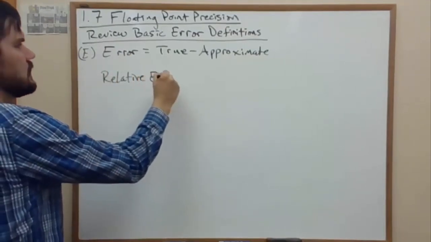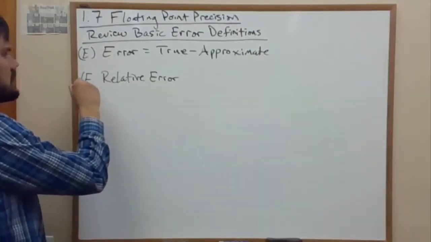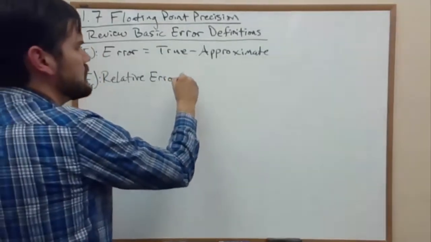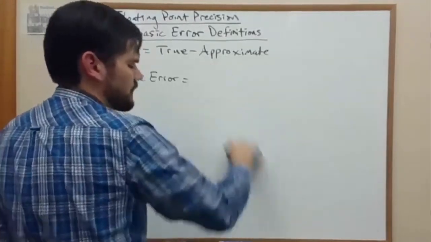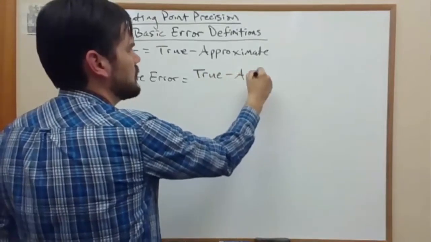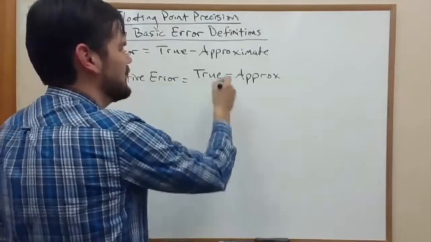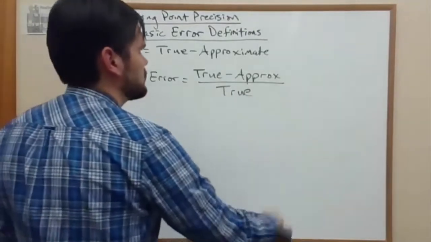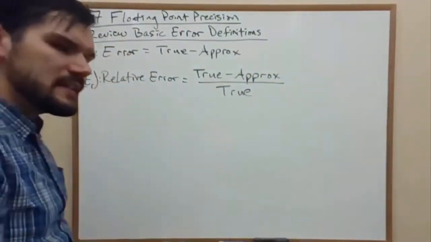Relative error, which is often written using a subscript r, is equal to the error divided by the true value. So we often will write it as the true minus approximate, I'm going to abbreviate the approximate word, just approx, divided by true. There we go. Okay. So those are two basic definitions.